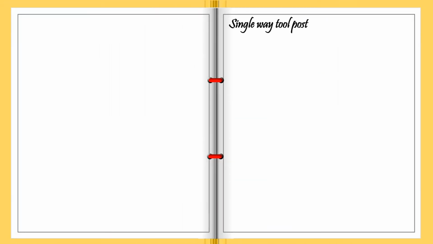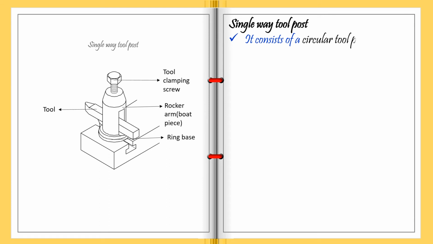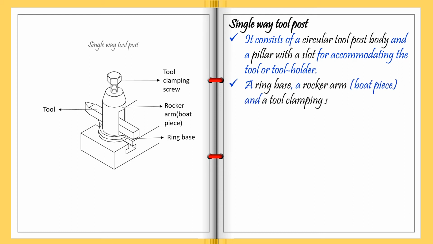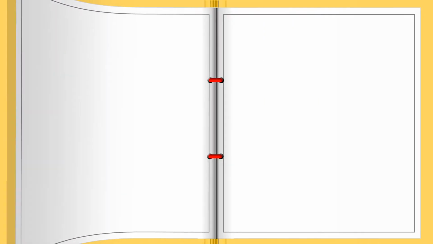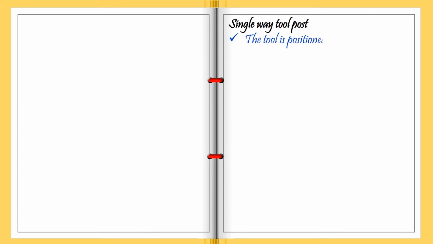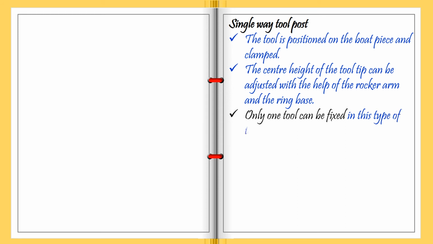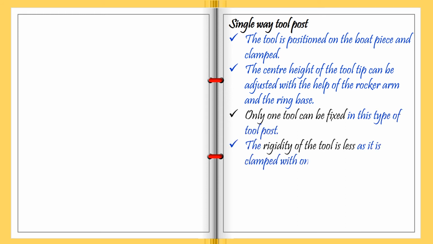Single way tool post. It consists of a circular tool post body and a pillar with a slot for accommodating the tool or tool holder. A ring base, a rocker arm, a bolt piece, and a tool clamping screw complete the assembly of this type of tool post. The tool is positioned on the bolt piece and clamped. The center height of the tool tip can be adjusted with the help of the rocker arm and the ring base. Only one tool can be fixed in this type of tool post. The rigidity of the tool is less, as it is clamped with only one bolt.